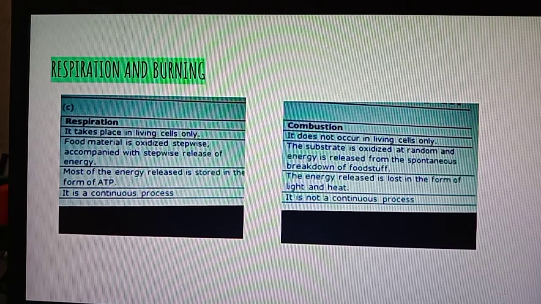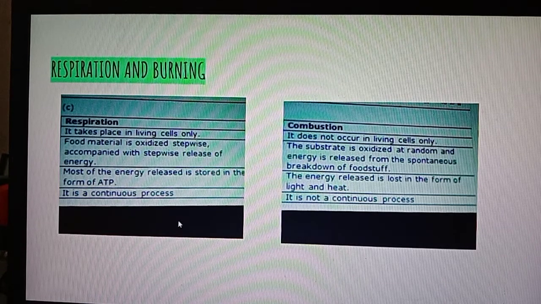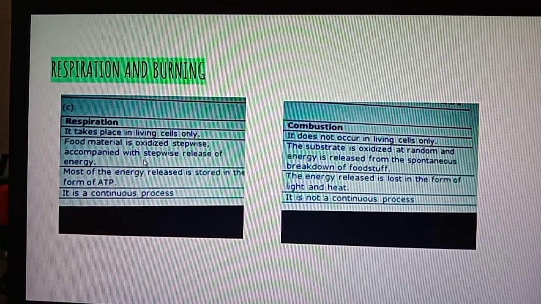Okay, and at once only energy is released. But this is not the case in respiration. Stepwise everything is happening. At once nothing happens, and energy is also released stepwise, but here in combustion energy is released at once or spontaneously. Now in respiration, most of the energy released is stored, means here energy is stored, whereas in combustion the energy released is lost in the form of light and heat.